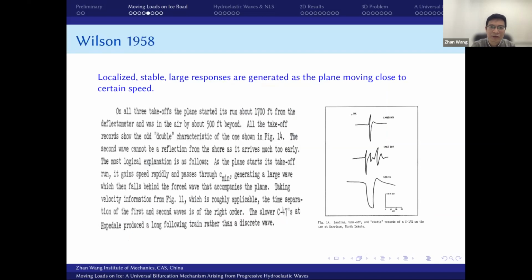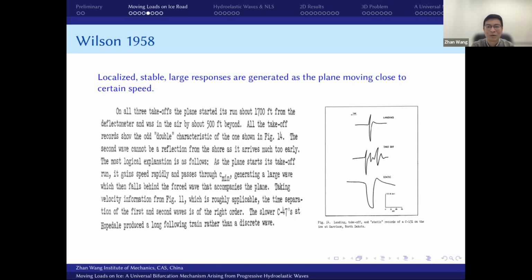So in 1958, a person called Wilson, a researcher at the University of Michigan, conducted a lot of experiments and observations. About aircraft landing, he measured the deflection of the ice sheet for the aircraft landing and takeoff and moving with constant speed. In 1958, he published his report. And he found in the report that localized, stable, large responses are generated as the plane moves close to a certain speed.